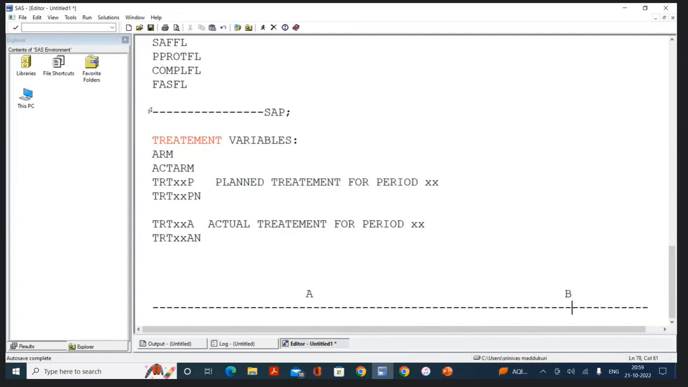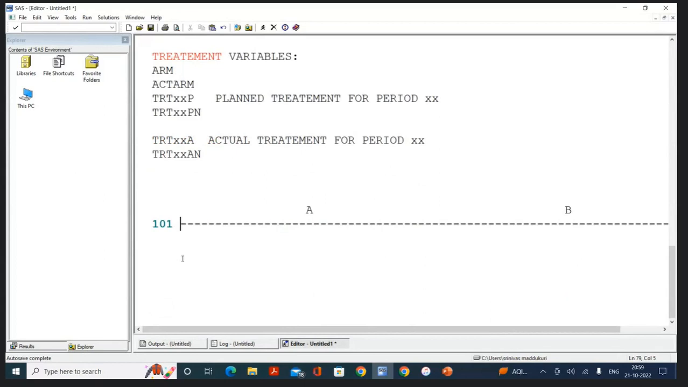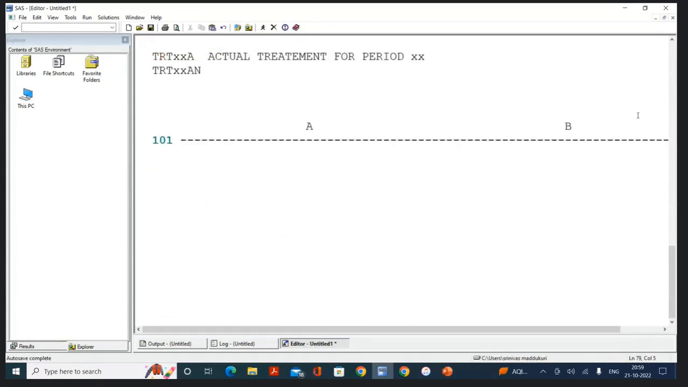For one subject, say for example 101, for the first 5 days I want to give drug A, and the next 5 days I want to give drug B. It is called a crossover study. Now, for 102, first I want to give drug B, and after some time drug A. This is also called a crossover study.